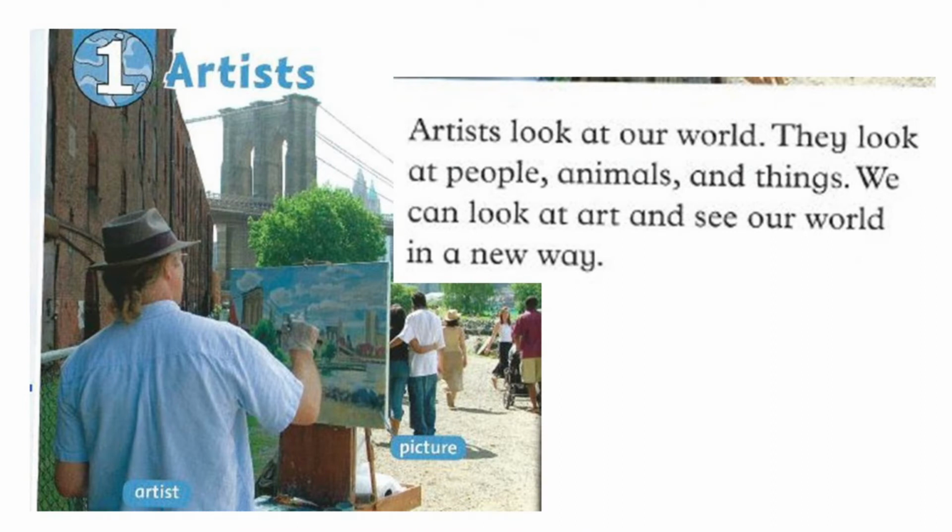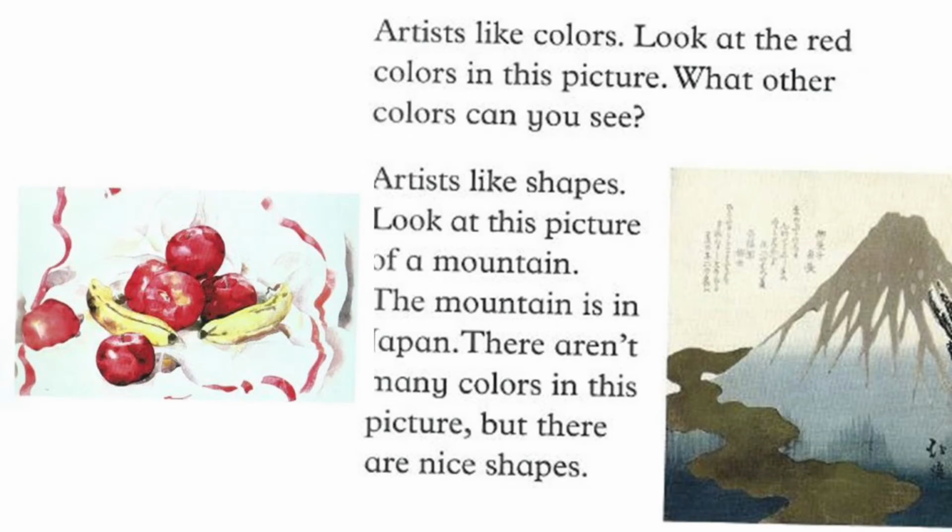Chapter 1. Artists. Artists look at our world. They look at people, animals, and things. We can look at art and see our world in a new way. Artists like colors. Look at the red colors in this picture. What other colors can you see?